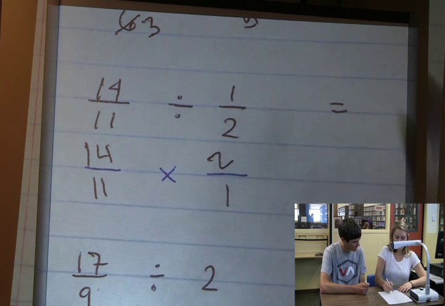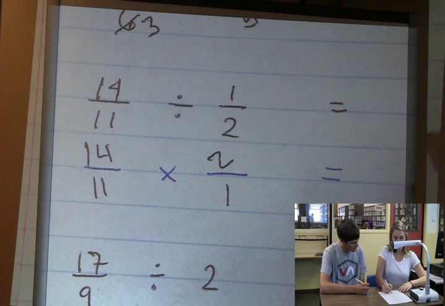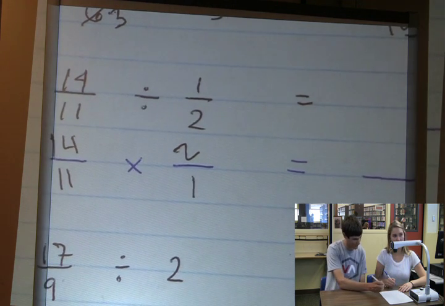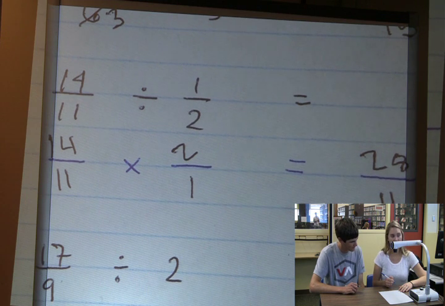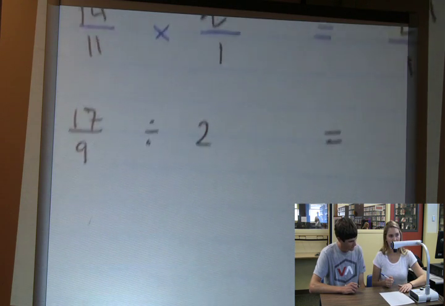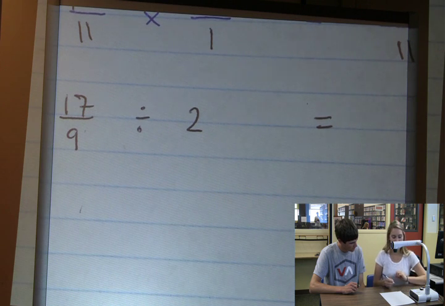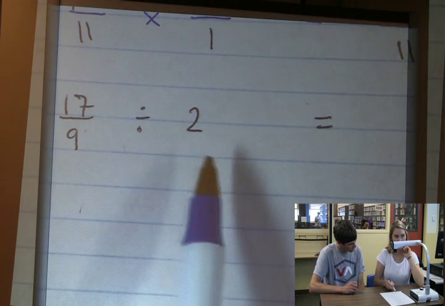Okay. So now it turns into a multiplication problem. And how would you multiply that? So 2 times 14 would be 28. Right. 11 times 1 would be 11. Perfect. Okay. Now we have our last division problem. 17 over 9 divided by 2.